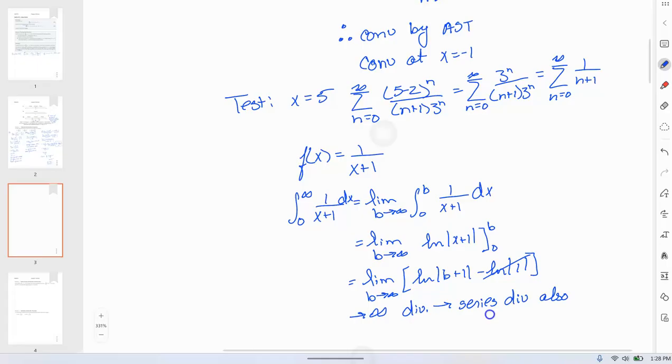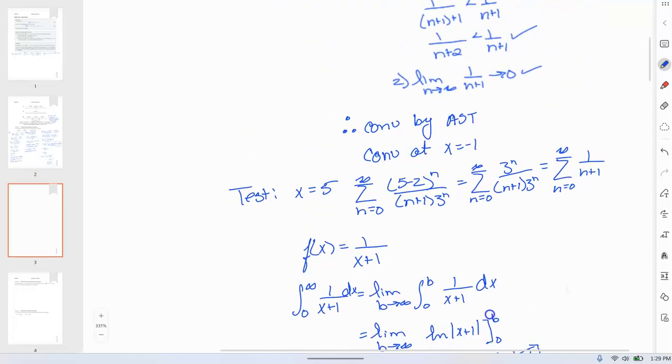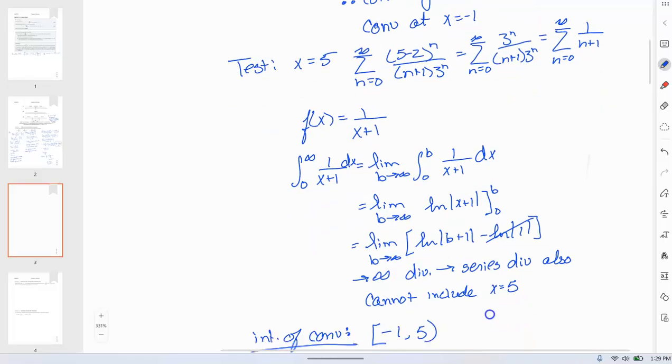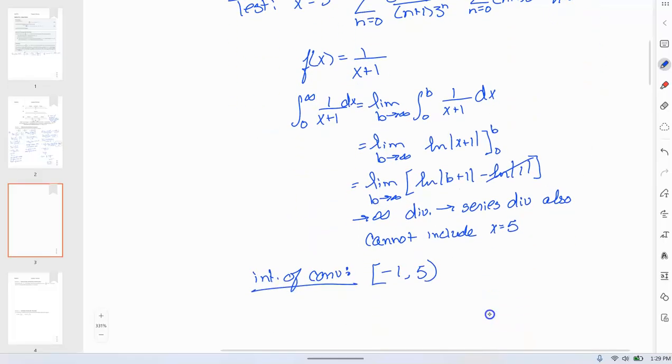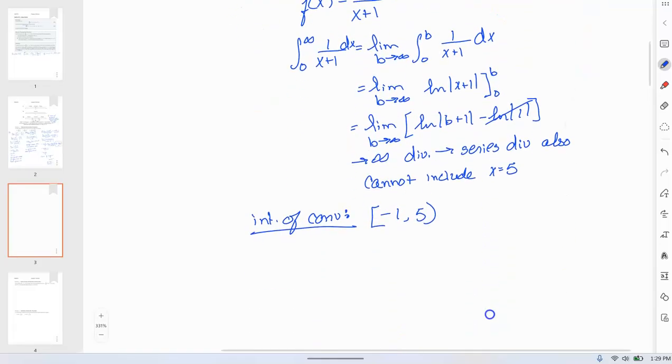Okay, which means we cannot include that endpoint. So my interval of convergence went from -1 to 5. We cannot include the 5. We can include the -1 because when I plug in the -1, I do get a series that converges. Every number in between -1 and 5, and there's an infinite number of numbers between there, would also force convergence.